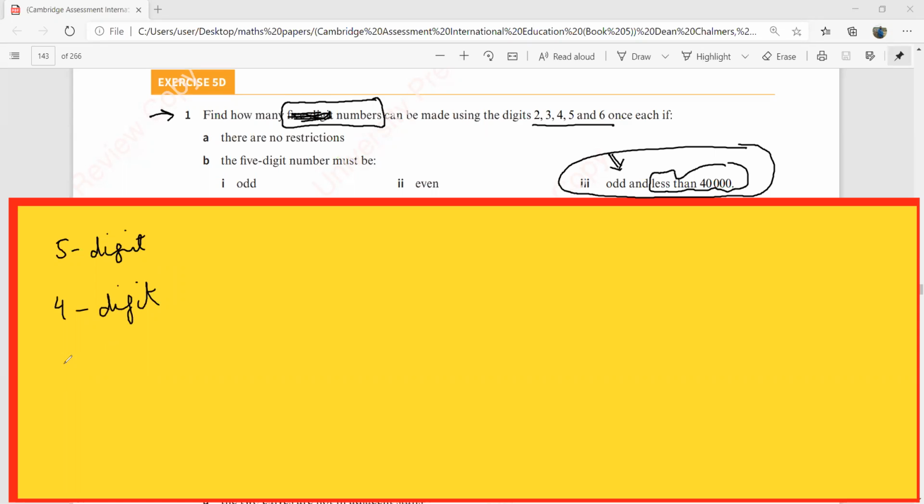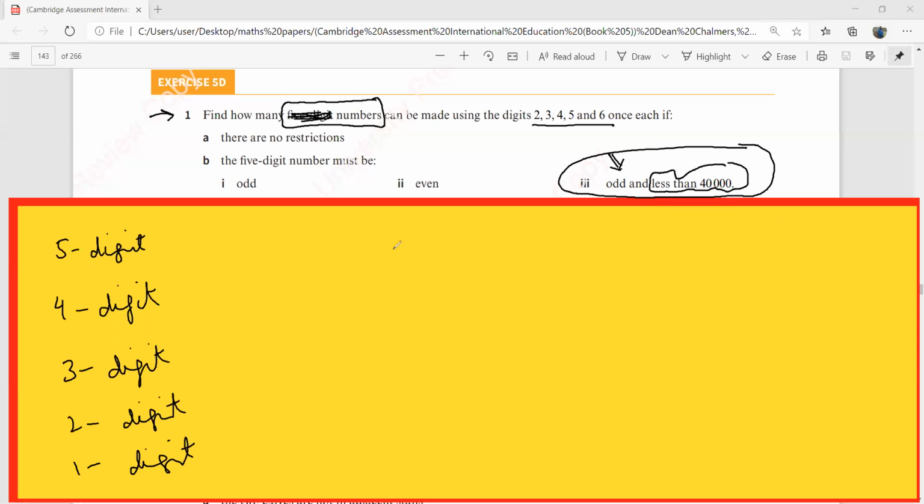They can be 3-digit. Okay. They can be 2-digit, and they can even be 1-digit numbers. So that is the complicated or the hidden thing in it. When students answer this, they answer this wrong because they don't consider all these situations. Okay. So when you have numbers which are less than 40,000, less than 40,000 means it can be 5-digit. All these possibilities are there.